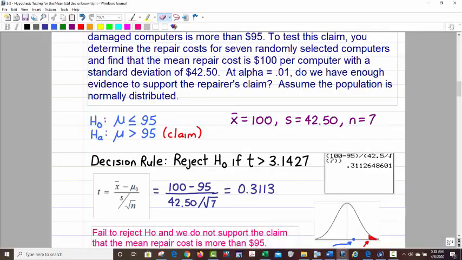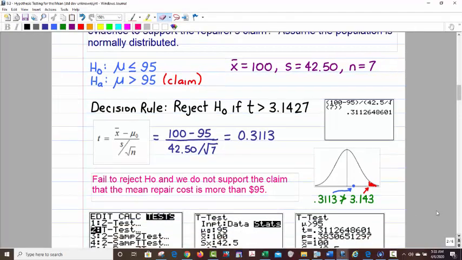Let's see how we're doing here. Okay, so there we go. So there's our statement. The test statistic, I kind of just showed it in the calculator here. I'm about to put it in the T-test process here also. But it's not too hard to calculate with just a regular scientific calculator. 100 minus 95 divided by 4250 divided by the square root of 7. I get 0.3113.